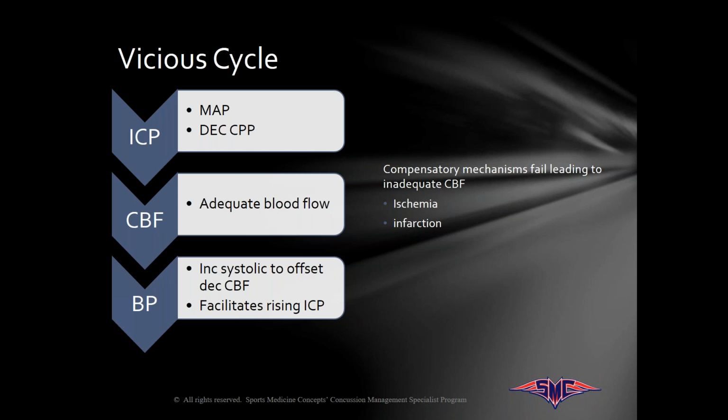And this is primarily instituted when we start to overcome the body's ability to accommodate for rising intracranial pressure. And that generally happens when mean arterial pressure is met by the intracranial pressure inside the cranium. So when intracranial pressure meets mean arterial pressure, then we have a decrease in cerebral blood flow, which facilitates this cycle.